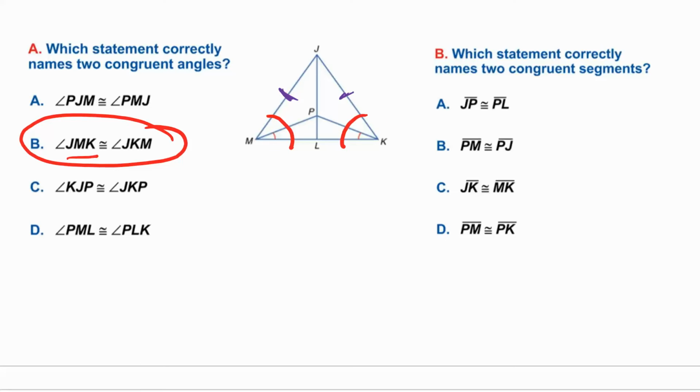The next problem says which two statements correctly identify two congruent segments. So looking at this problem again, we have that this angle right here is congruent to this angle here, which would give us that this segment is congruent to this segment by the converse of the isosceles triangle theorem. So we're looking for PM and PK. So it would be this statement here.